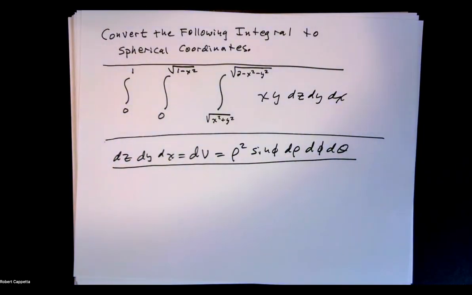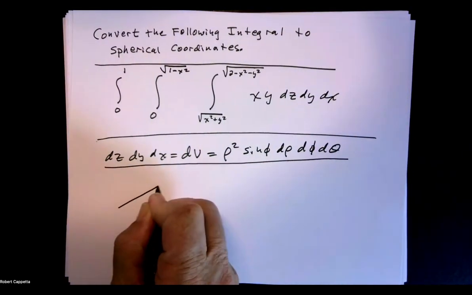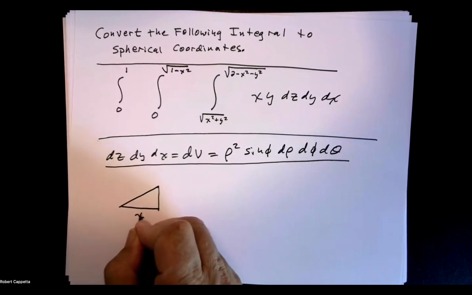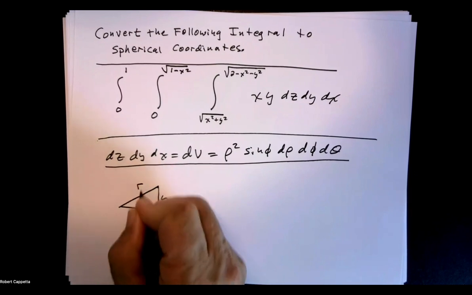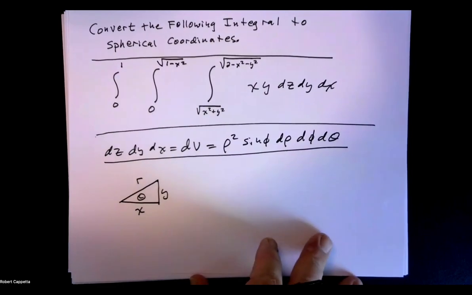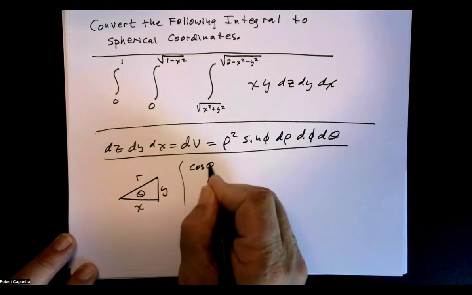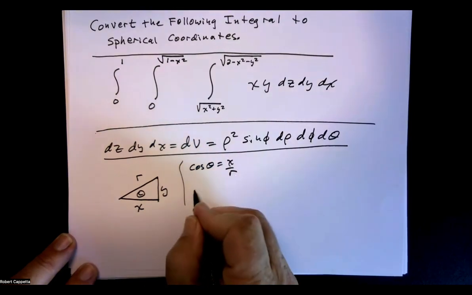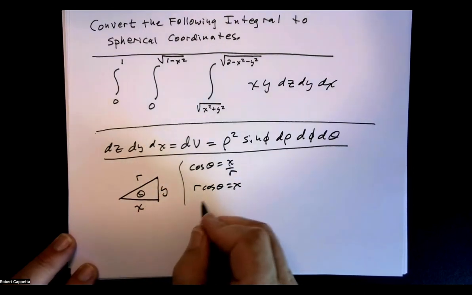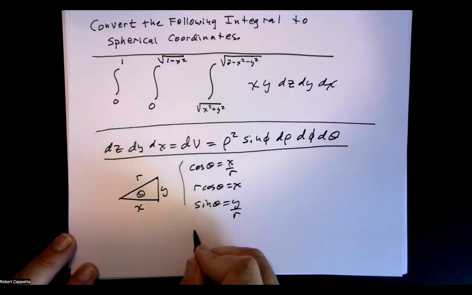Now, how about x and y? There's two triangles that define this for us. We have the x and y triangle from polar coordinates. Here's x, here's y, here's r, and there's theta. So looking at this first, I say cos of theta is x over r, so r cos theta is x. And then sine of theta is y over r, so r sine theta is y.